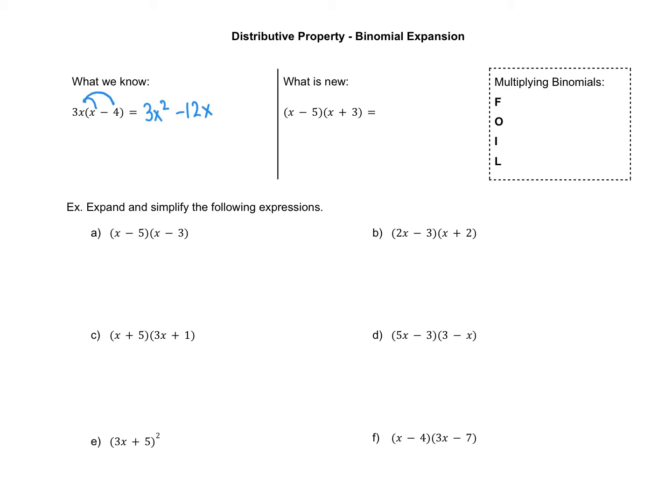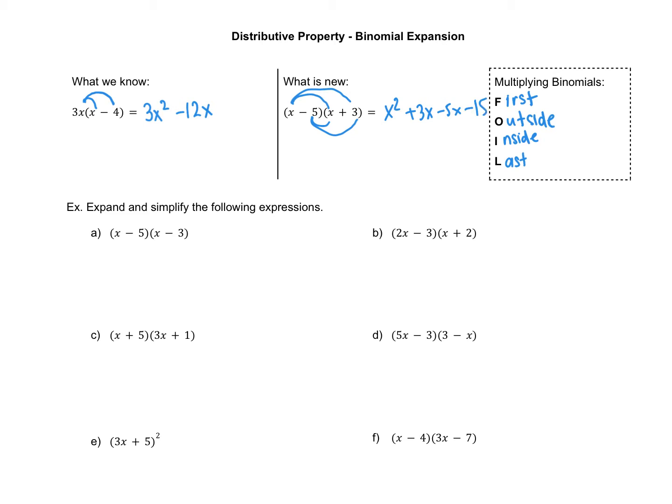There are different ways to think of it. So F stands for first. We're going to multiply the first terms in each bracket. So x times x, which is x squared. Then O. O stands for outside. So we're going to multiply the outside terms. So x times 3, which is 3x. I stands for inside. So we're going to multiply negative 5 and x. And L stands for last. So we're going to multiply negative 5 and 3 to get negative 15.